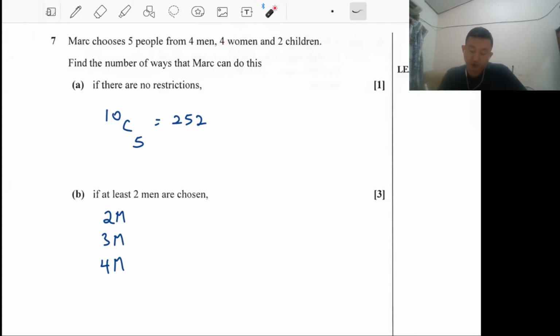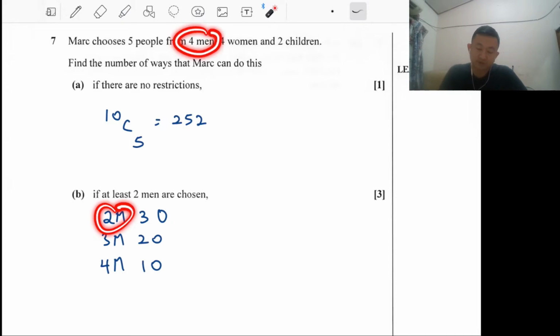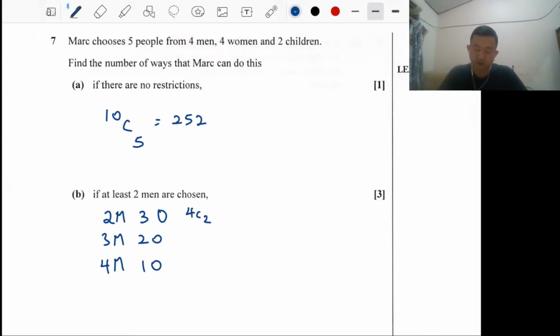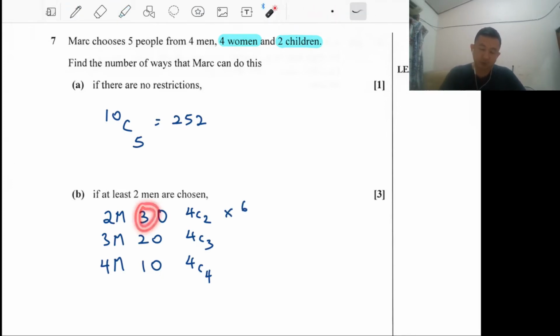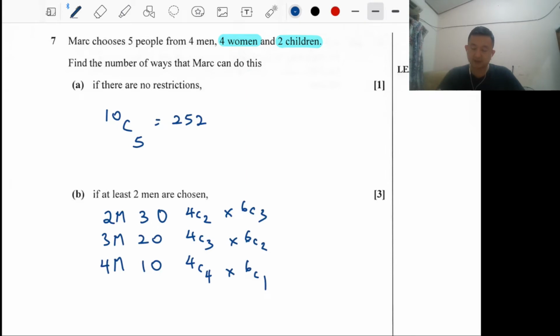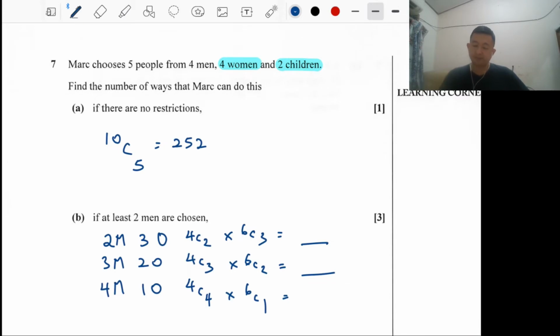Okay. If you need 2 men, meaning you need others. How many others do you need to make 5 people? 3 more others, 2 more others, and 1 other. So I have 4 men in total. I need 2. 4C2, 4C3, 4C4. Others referring to women and 2 children. So I have 6 in total. Out of 6, I need 3 more. So 6C3, 6C2, and 6C1. After you calculate the answer for each and add up, the final answer should be 186.